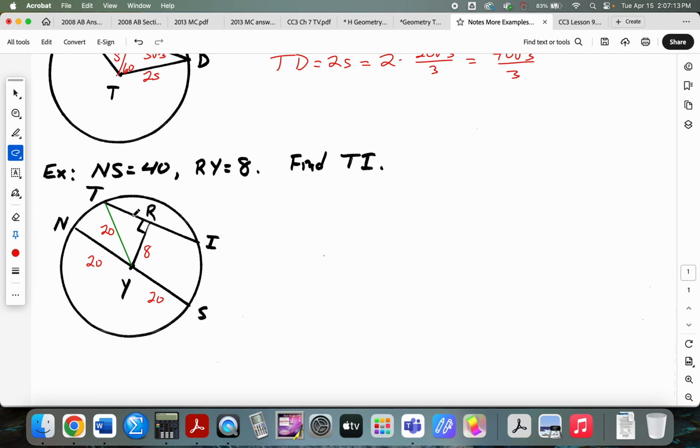So now we can do the Pythagorean theorem to find the length of TR. TR squared plus 8 squared is equal to 20 squared. So TR squared plus 64 is equal to 400. Subtracting and taking the square root, TR will be the square root of 336, which is bound to simplify.